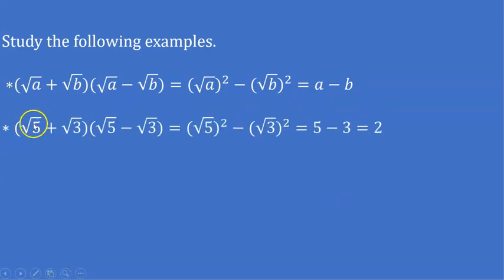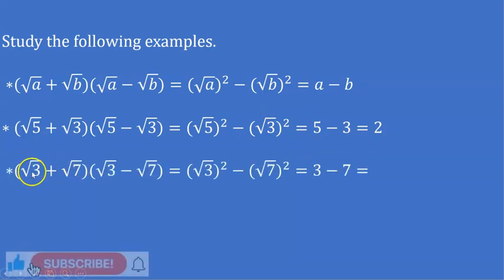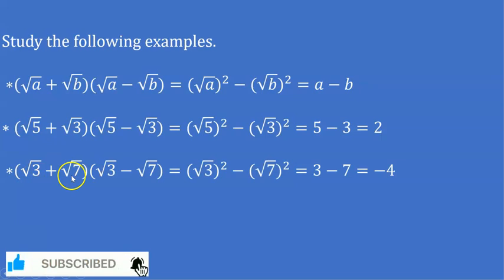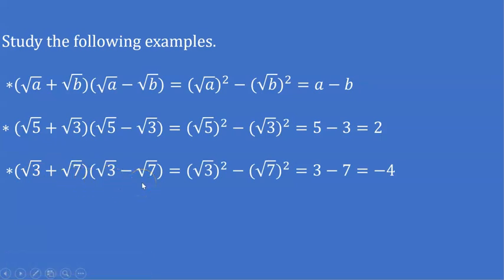Next, in the first bracket root 5 plus root 3, into the next bracket root 5 minus root 3. Again here, root 5 bracket square minus root 3 bracket square. Again square and root get cancelled, you will get 5 and 3. 5 minus 3 equals 2. Next, root 3 plus root 7 into root 3 minus root 7. Then you will get again root 3 bracket square minus root 7 bracket square, and hence here you will get 3 minus 7, which equals minus 4.